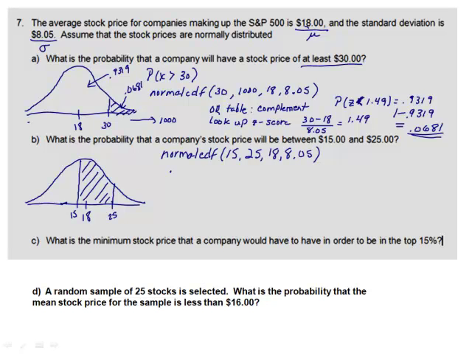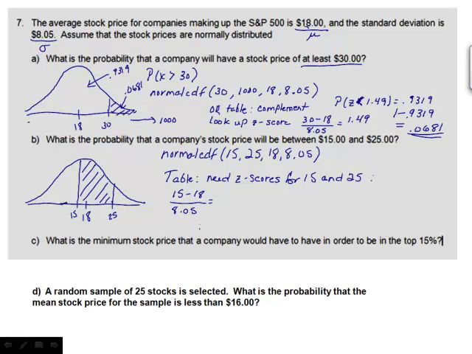Now, to use the table, since we're between two values, we'll have to find z-scores for both the 15 and the 25. We'll have to look up each z-score in the table, and then we have to subtract the probabilities. So for our z-score for 15, we're going to take 15 minus 18, divide by 8.05. And since this value was on the left side of the mean, we're going to get a negative z-score. We get negative 0.37.